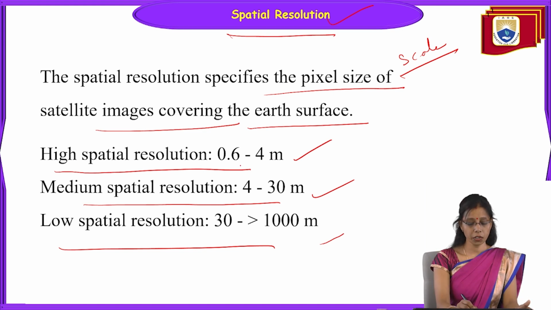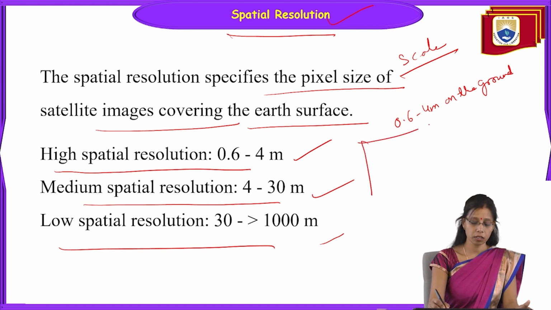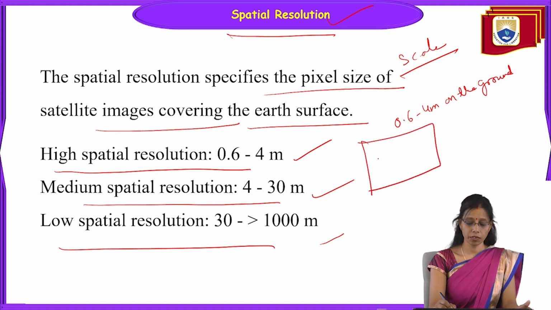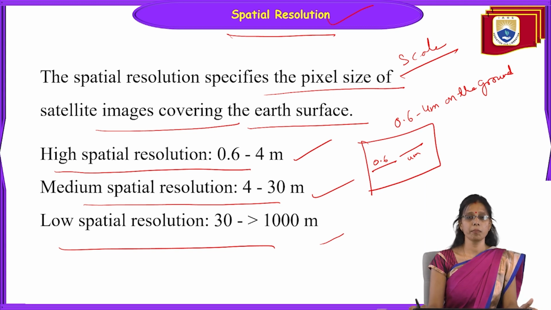Now, 0.6 to 4 meters means 0.6 to 4 meters on the ground. Suppose this is the ground. Whatever objects we see which are of 0.6 meters or 4 meters will be visible in the image, and it is very high spatial resolution. These kinds of spatial resolutions are used in infrastructure development, which helps us get detailed information about the objects present on the Earth's surface.